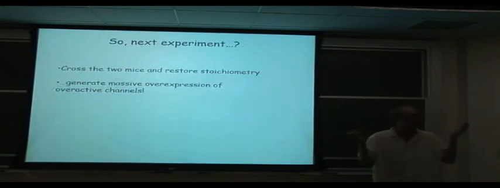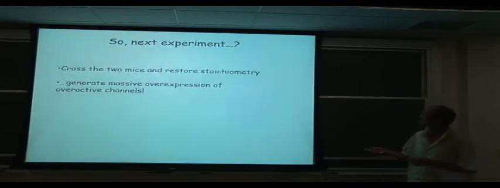So what we think is happening in these transgenics, when we overexpress 6.2, is we have too much 6.2, not enough SUR to go around. When we overexpress SUR, we don't have enough 6.2 to go around. So that's why we have the dominant negative effect. So what's the obvious next experiment? We cross the two mice. Now we're going to have overexpression of Kir6.2 and of SUR, and the idea would be that we should now generate a big overexpression of overactive channels.